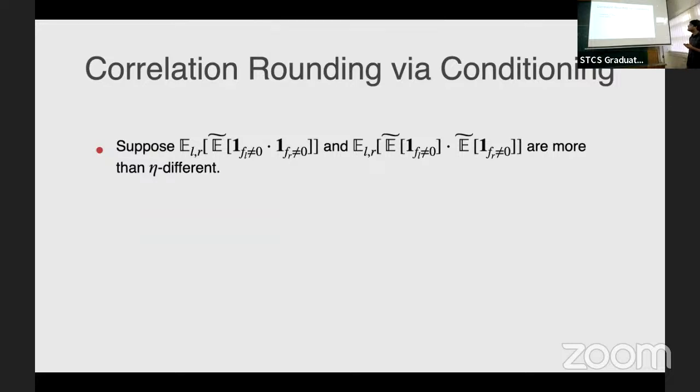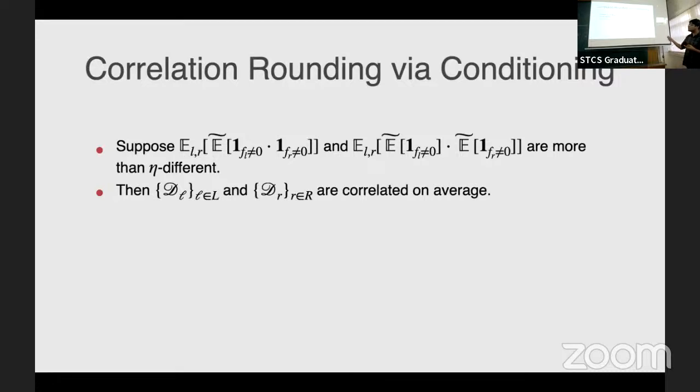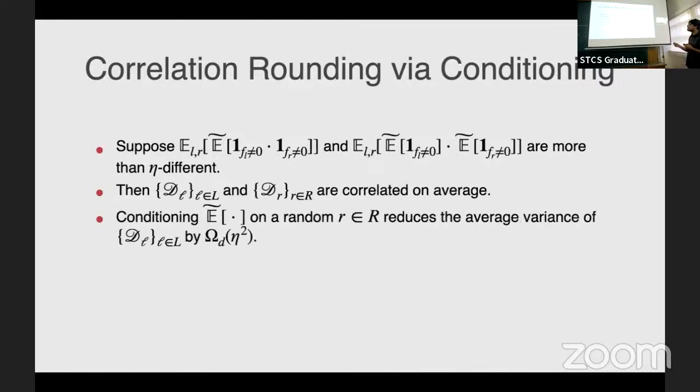This just means that these E tildes have a large correlation. And if they're correlated on average, if I were to randomly condition on one of the right vertices, that would reduce the variance of the left distributions. So if you have two distributions that are correlated, you condition one of them, the variance of the other one goes down significantly. So if the correlation was more than eta, then this average variance would go down by omega of eta square.